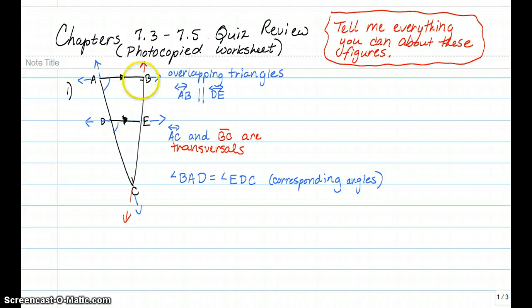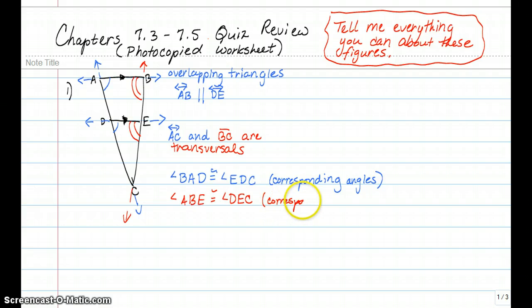And the same thing holds true if you come over here. We'll use a different color. For this transversal BC, it's still cutting lines AB and DE. So this would be to the left of the transversal, both above the parallel lines, or excuse me, both below the parallel lines. And so angle ABE is congruent. I forgot a congruent symbol on this other line. Okay, ABE is congruent to DEC, or CED. And again, that's corresponding angles.